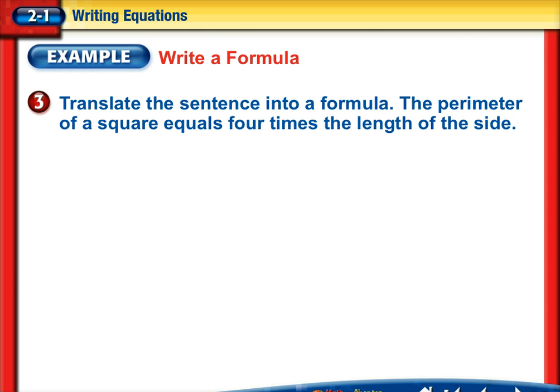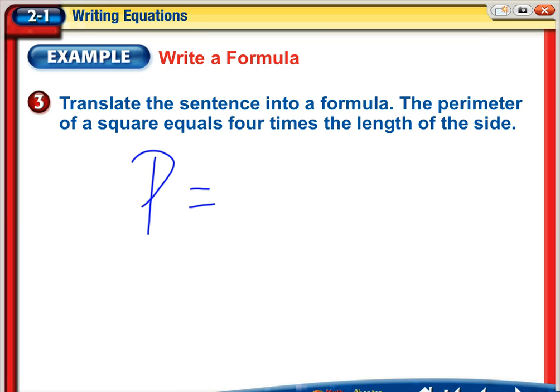Can you translate this for me? It's going to be quick. Read the sentence and translate it. How do you translate the perimeter of a square equals 4 times the length of the side? The perimeter of a square P equals P, okay. P equals the perimeter of a square equals, there it is, equal. So P stands for? 4 times L. Okay. 4 times L.